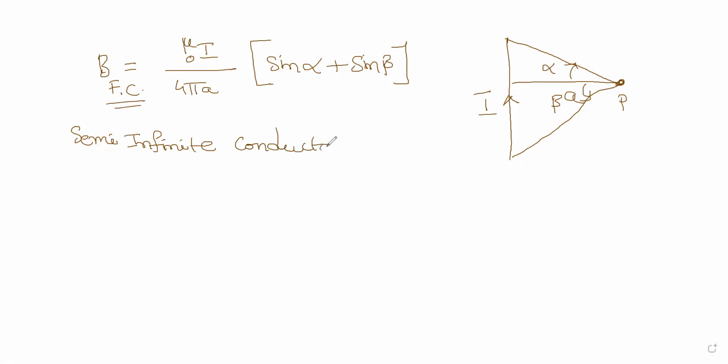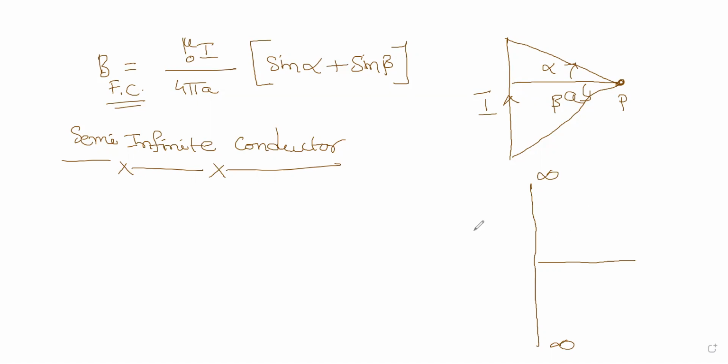For a semi-infinite, for an infinite conductor, what is the condition? Alpha and beta should be 90. For a semi-infinite conductor, how does it look? First let's understand the infinite conductor. An infinite conductor is infinite on both sides. That is the situation. So that is an infinite conductor.